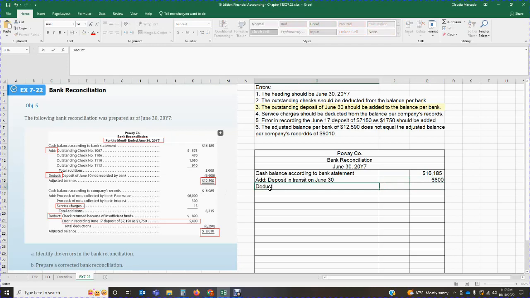And then we're going to deduct our outstanding checks. The outstanding checks should be deducted. Okay, so we're going to deduct the outstanding check. Outstanding check number 1067, for $575. We have outstanding check number 1106 for $470.